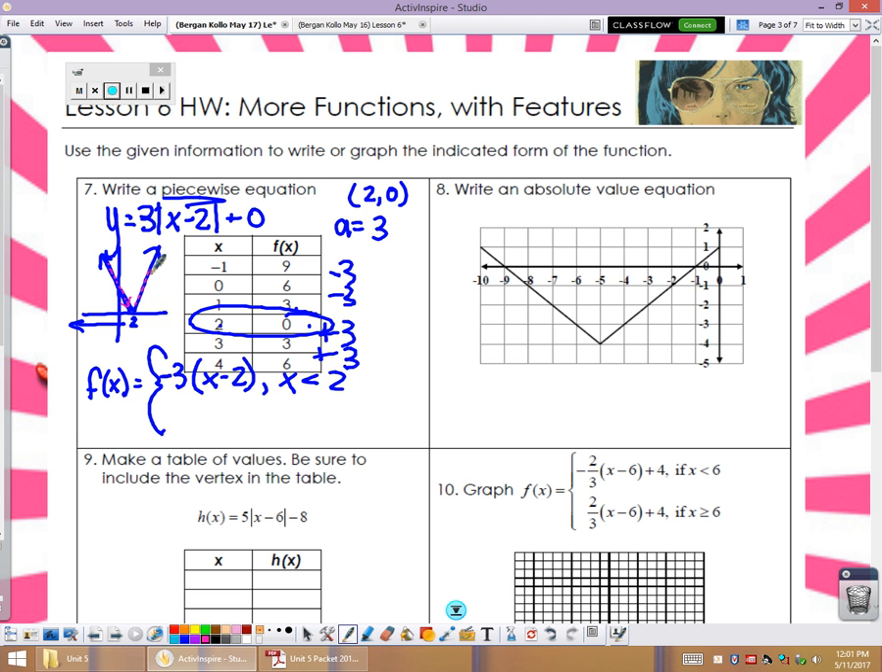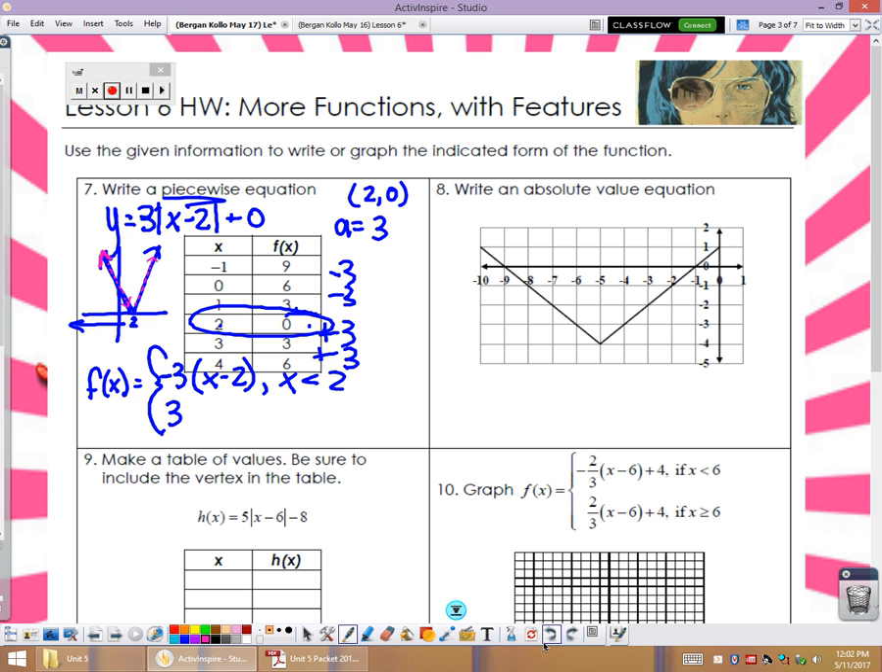Now the other side, when I look at the other side of this, what do you notice? It's going up. So what's that mean about your A value? If it's going up 3 every single time, your A value should be positive 3 for the right side. Because you basically split this into 2 pieces. You split this into this piece on the left that's here and this piece on the right.